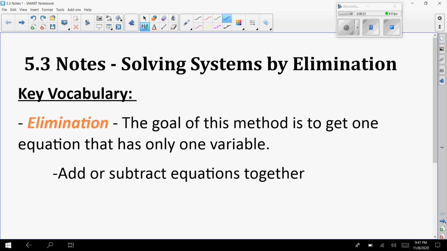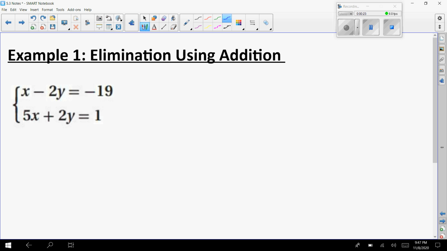In our first example, we have negative 2y and positive 2y. If we add them together, they equal 0, and they will be eliminated. So we're going to add the two equations together. X plus 5x is 6x. Negative 2y plus 2y is 0. Negative 19 plus 1 is negative 18.